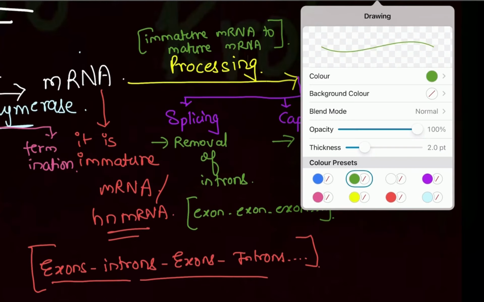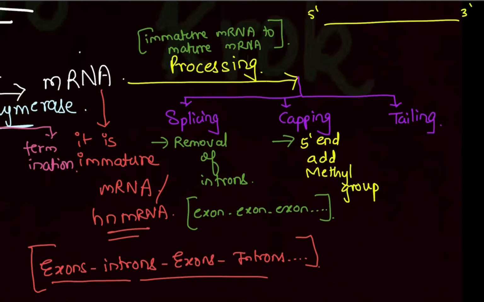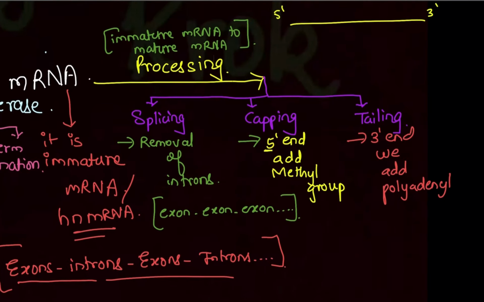Second, for capping, at the 5' end, we add a methyl group. DNA has a 5' end and a 3' end. Suppose this is the 5' end, this is the 3' end. That's all you have to remember. So at the 5' end, we add a methyl group. And tailing means at the 3' end, we add a polyadenyl group. Polyadenyl group.